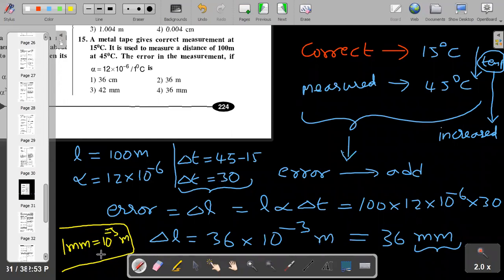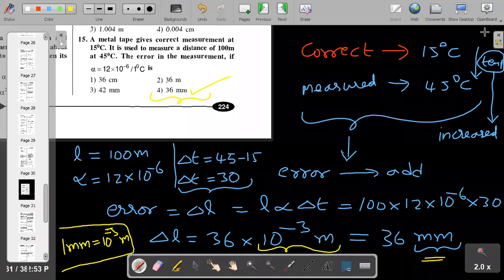1 meter means 1000 millimeters. 1 millimeter means 10 power minus 3 meter. So 10 power minus 3 meter, I wrote as millimeter. So from this information, can I tell the fourth option is correct? Yes, sir. So we got the fourth option.